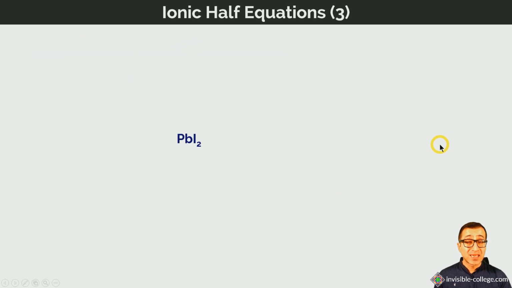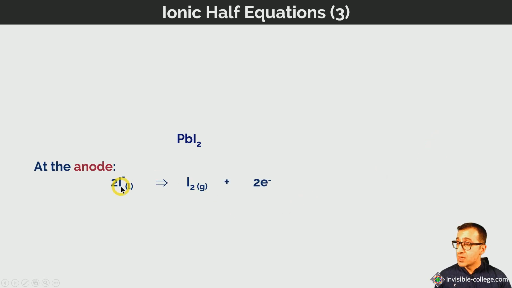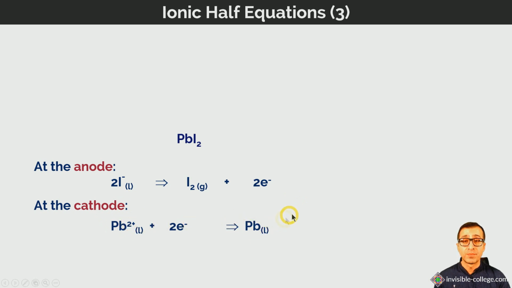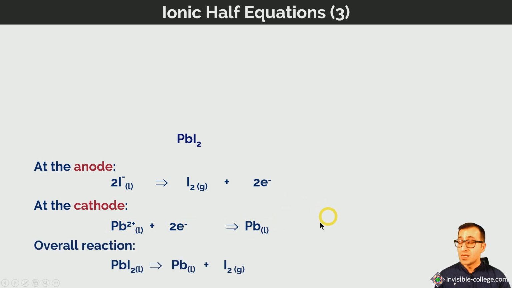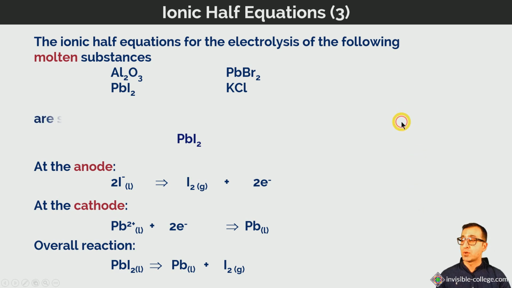So lead iodide at the anode, we have 2 iodide ions, I-. These will each give up 1 electron to form 1 diatomic molecule of iodine gas. These 2 electrons flow into the circuit around to the cathode where they are accepted by one lead ion, Pb2+, to form one lead atom. And so again, the overall reaction here is lead iodide forms lead and iodine gas. So once again, we can see how we construct that half equation for this particular compound.